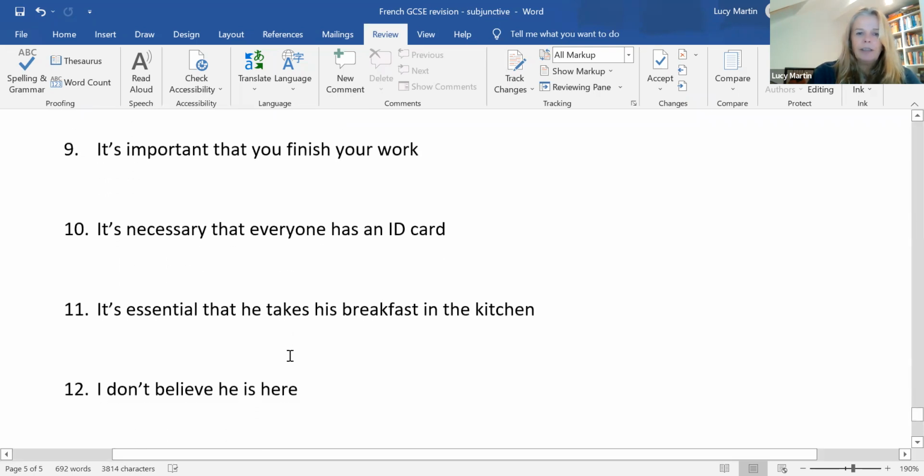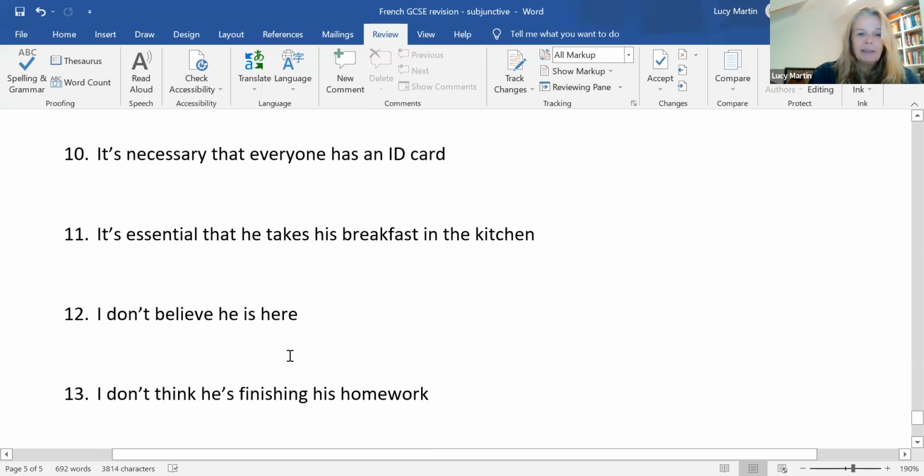It's important that you finish your work. Now that works like il faut que. Il est important que tu finisses tes devoirs. And we can use necessary. We can say nécessaire or il faut que again. Il faut que. And it is necessary that everyone has an ID card. Il faut que tout le monde ait une carte d'identité.